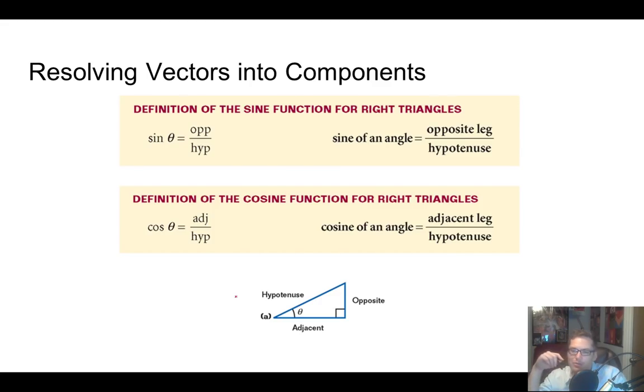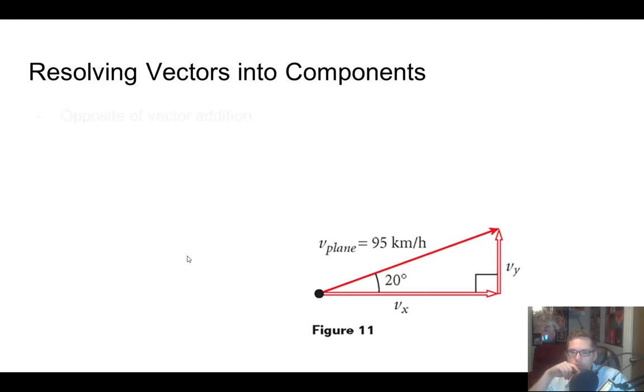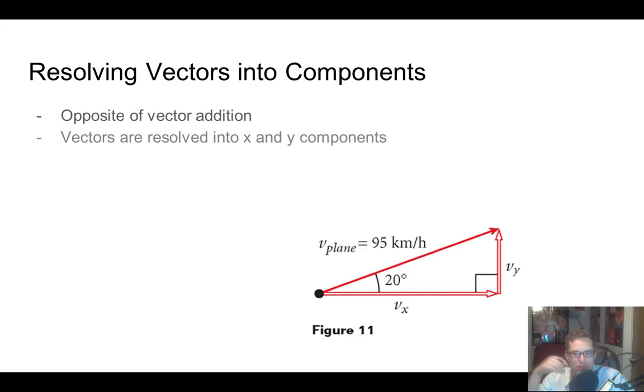Okay, resolving vectors into components. This is probably the most important part of this whole thing, so zone in here. Sine and cosine. We used tangent, so make sure you have your sine and cosine memorized. Resolving vectors works opposite of vector addition. We resolve our vector into the x and y components.